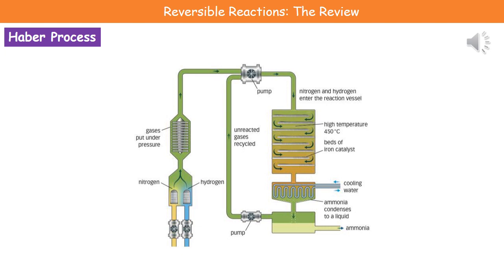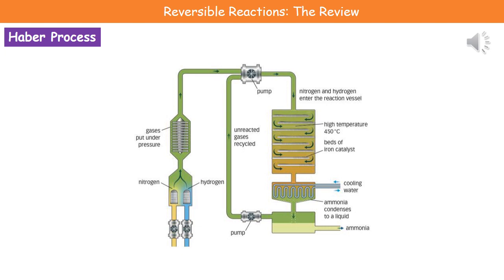Now that reaction vessel is at a very high temperature of 450 degrees centigrade, and as you can see, those little lines in there are beds of iron catalyst, and the catalyst speeds up this reaction. So as the nitrogen and hydrogen pass through the reaction vessel over the iron catalyst, at a temperature of 450 degrees centigrade and the high pressure, we will see them combining to make ammonia.